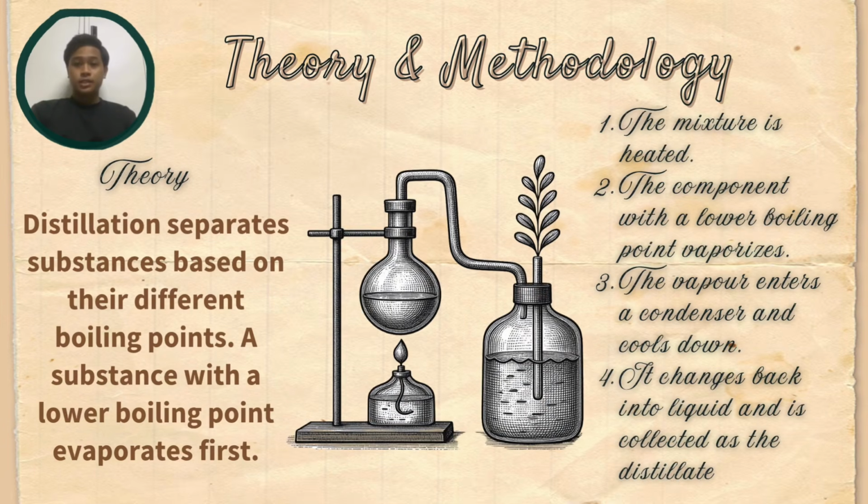Next, we have distillation. Distillation is used when we want to separate substances that have different boiling points. The main idea is that the substance with the lower boiling point will evaporate first.